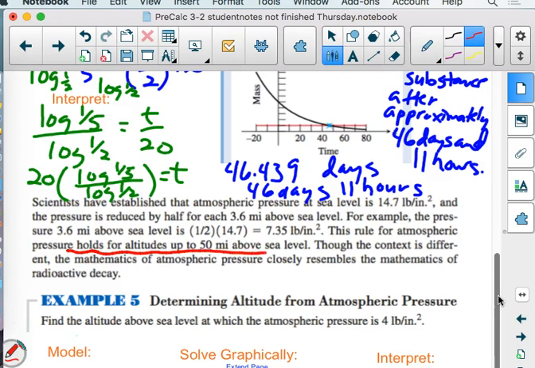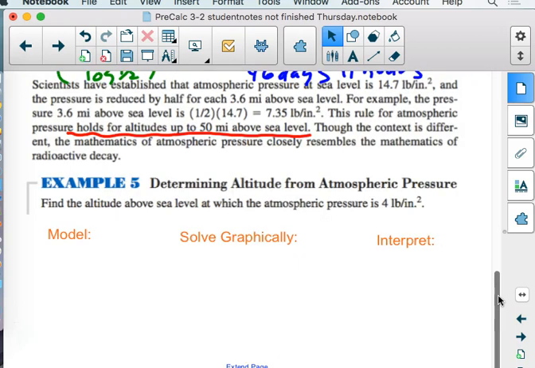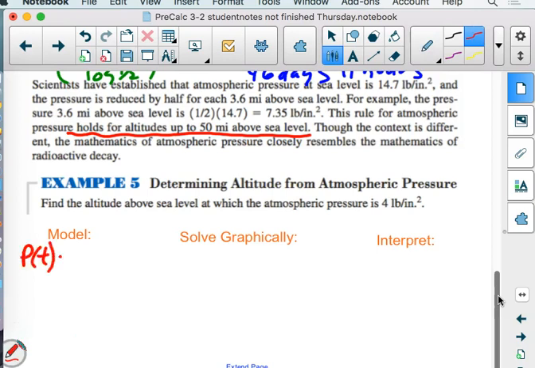So this formula is not going to work for everything. It's just going to work up to 50 miles above sea level. Though the context is different, the mathematics of atmospheric pressure closely resembles the mathematics of radioactivity, obviously. So, we need a model. P of T equals, so what were we supposed to use as the start? 14.7. And what did they say this is going to be reduced by? Like a half. Yeah, it's just like our half-life.